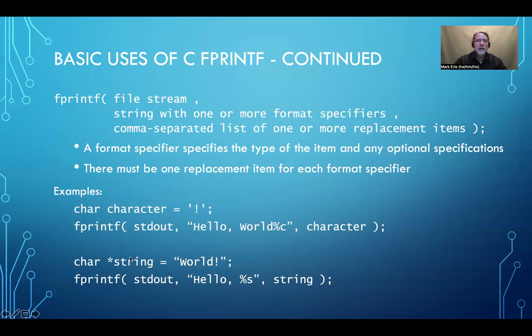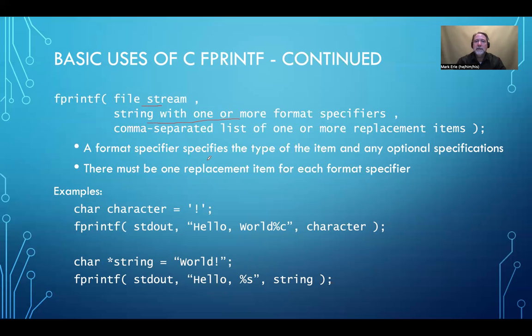So as far as the alternative form, we saw the first one just had a file stream followed by a string, but know that within this string, we can include one or more format specifiers. And then if we have one or more format specifiers, for each one of those, we need to have some variable or replacement item specified. And this will be clear in the example in a moment.